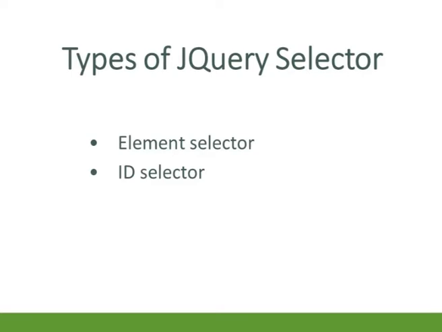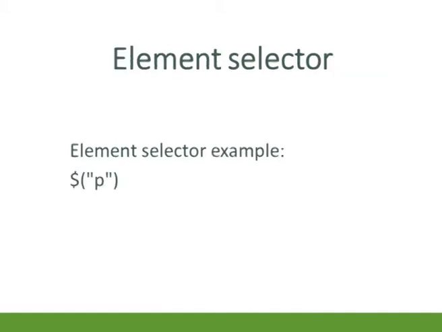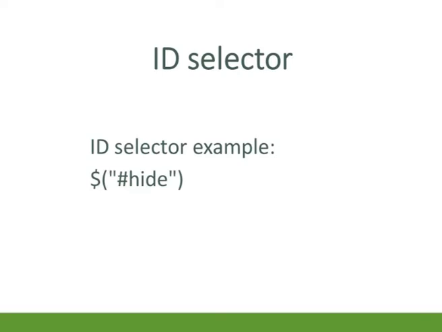The jQuery element selector selects elements based on the element name. You can select all P elements on a page like this, whereas the ID selector uses the ID attribute of an HTML tag to find the specific element. An ID should be unique within a page, so you should use the hashtag ID selector where you want to find a single unique element.